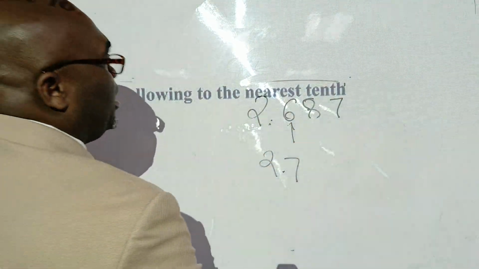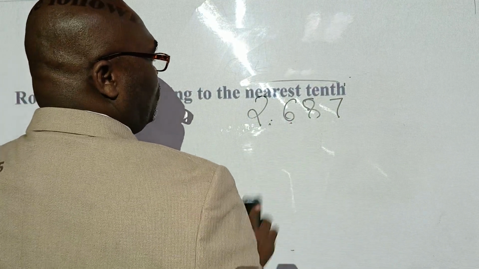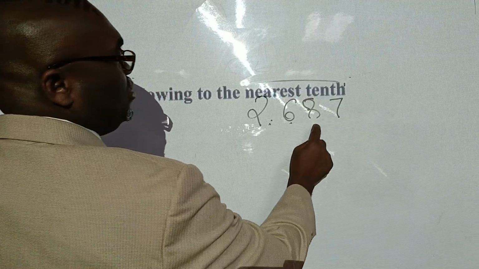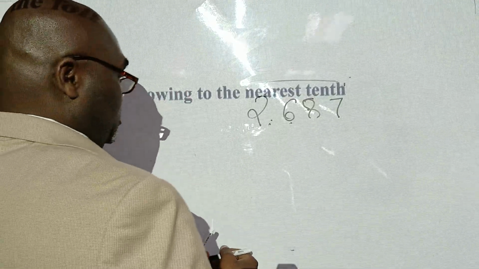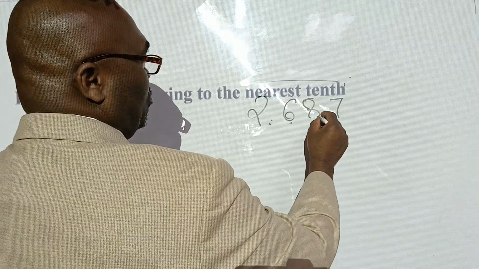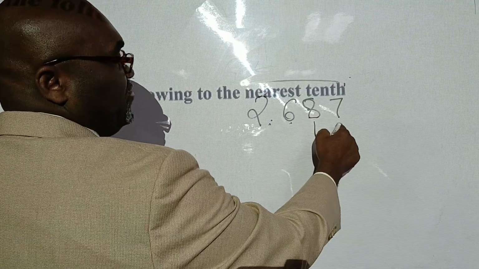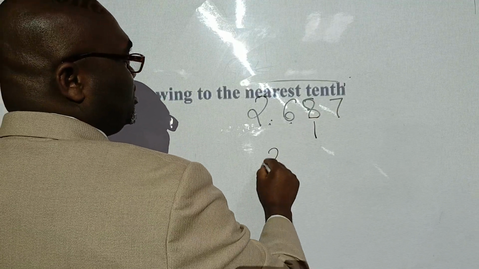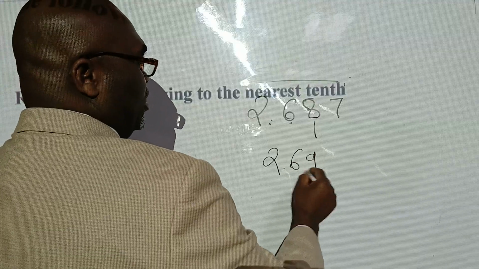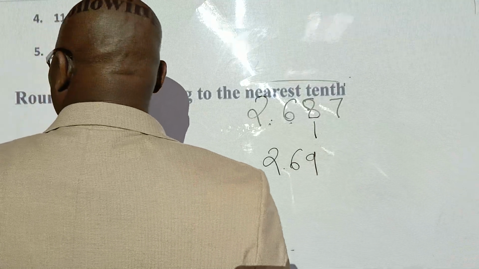All right. Let's convert this thing right here to the nearest hundredth. So we got 8 right there. This is our hundredth place. You got 7, and 7 is 5 or more. So this is gonna become 2.69.